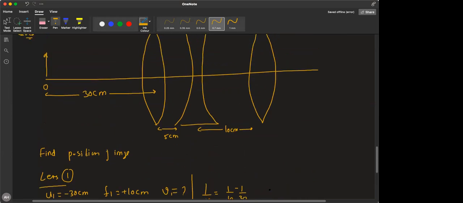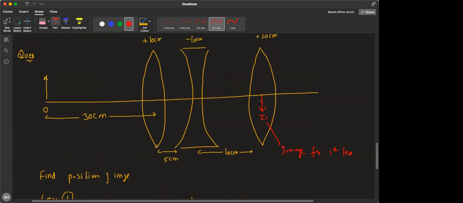Yes, sir. So this is the object for the first lens, and the image for the first lens is 15 centimeter from the lens. So 15 centimeters means here. This is the image for the first lens, I1. The image of the first lens is at the optical center of the third lens.